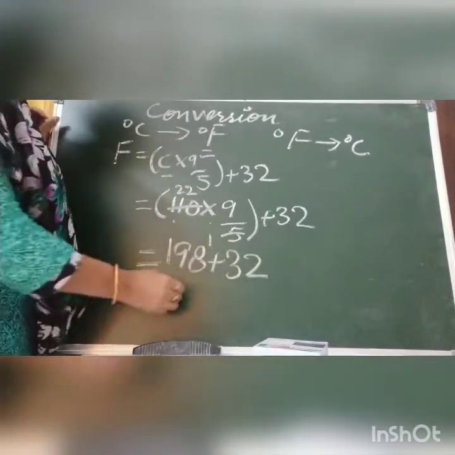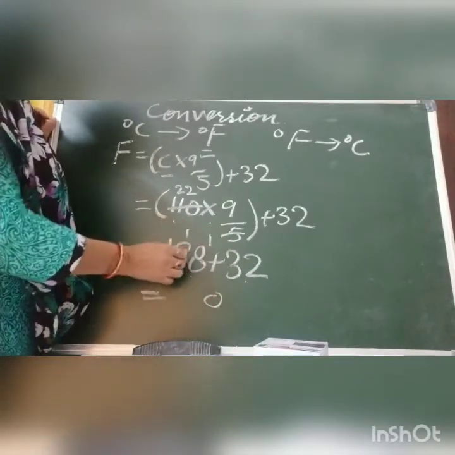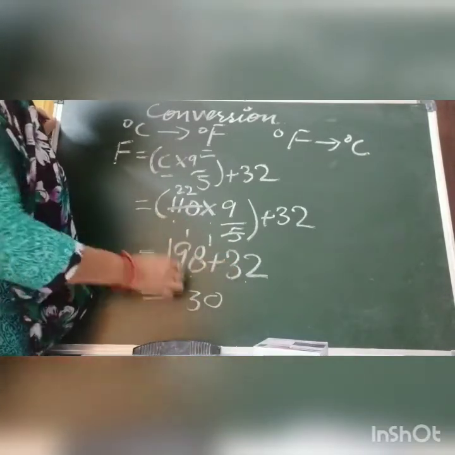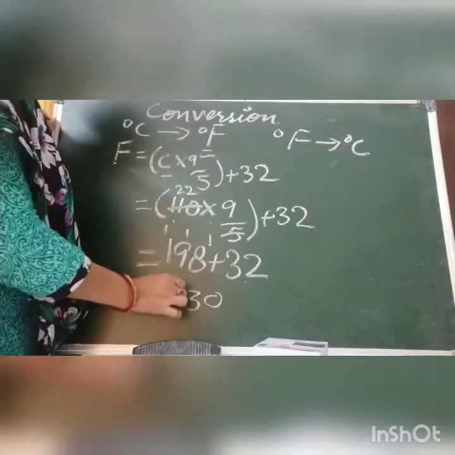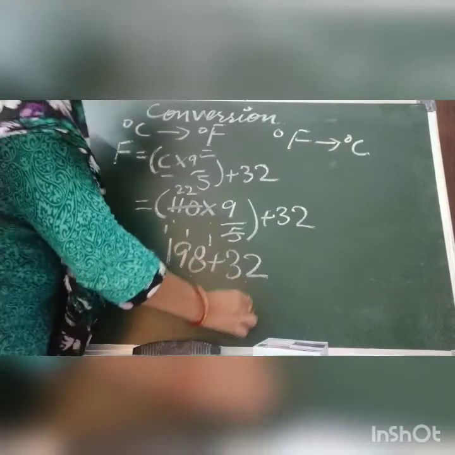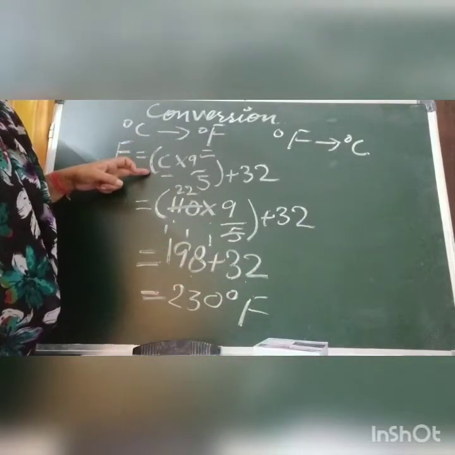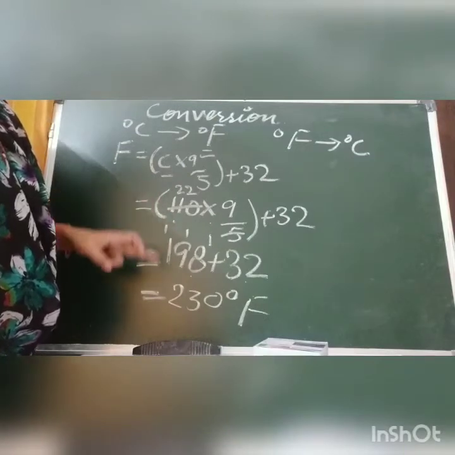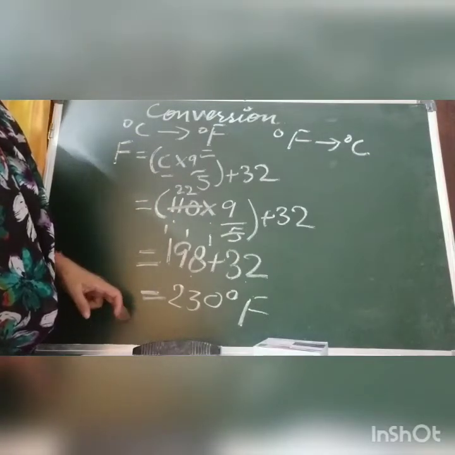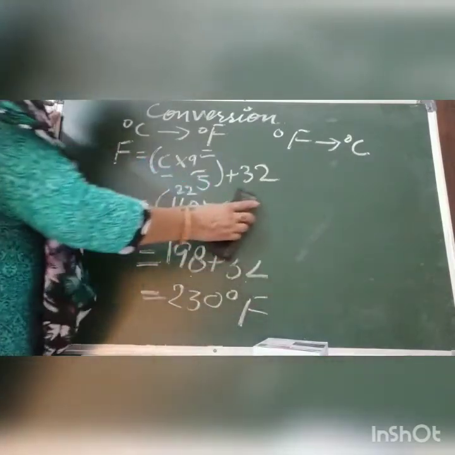What is the answer? 8 plus 2, 10. 10 plus 3, 13. 1 plus 1, 2. So the answer is 230 degree Fahrenheit. Okay, if the value of C is 110, then in Fahrenheit it would be 230 degree Fahrenheit. One more question we will do.